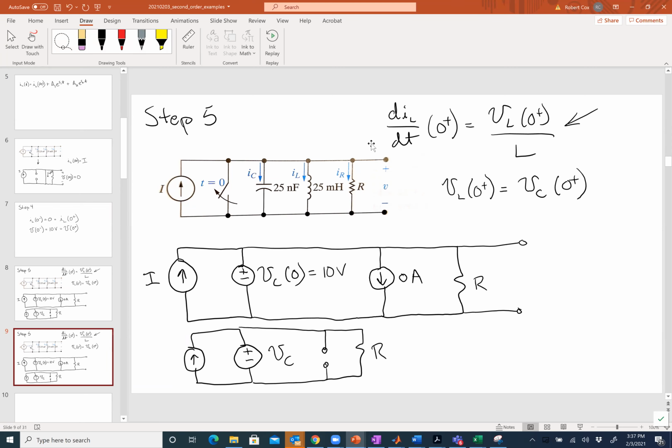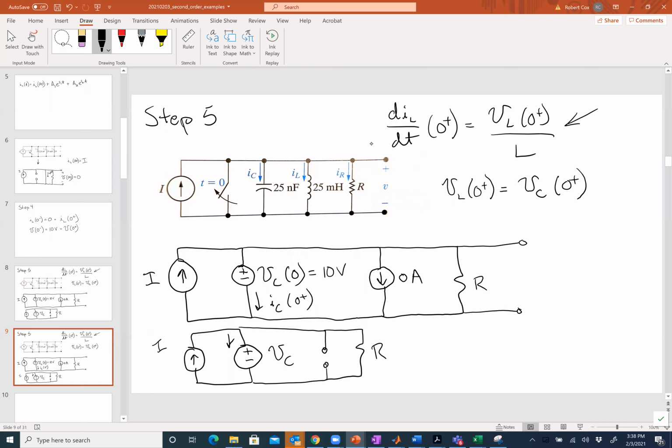All right. A question I want to figure out here, even though I don't need it, just because it's good practice, is the current in the capacitor, which is IC of 0 plus. So what is IC of 0 plus? How would I figure that guy out? Minus IR. You're right, but how do you get that? KCL, right? Yeah, KCL.